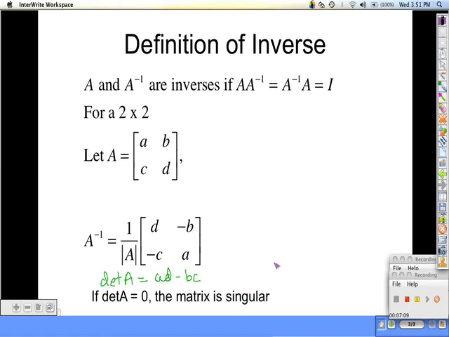But one thing to note is that if the determinant is equal to 0, our matrix is what we call a singular matrix, and the inverse doesn't exist because we would have 1 divided by 0 for that scalar multiplication out in front.